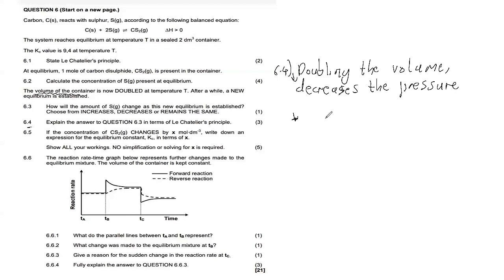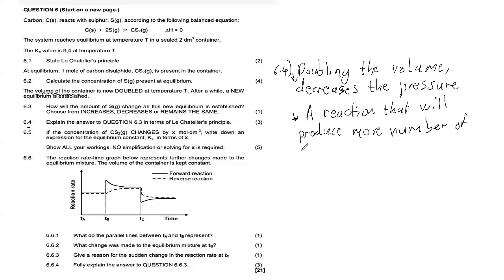that will produce more number of gas moles. So we'll say a reaction that will produce more number of gas moles will be favored. Which means now we have to go back here and try to find which reaction actually produces more number of gas moles. So we're not going to consider the coefficient for carbon because it's a solid.